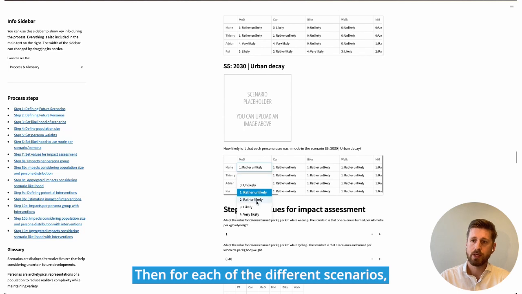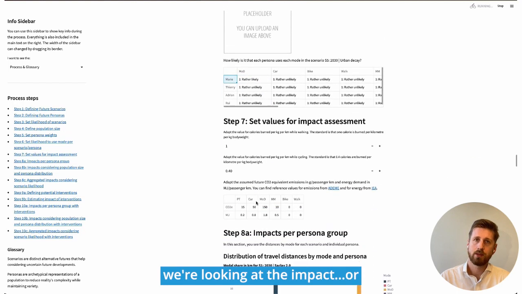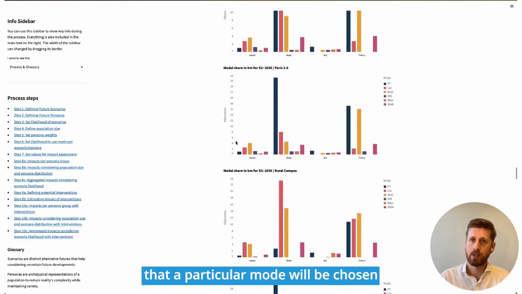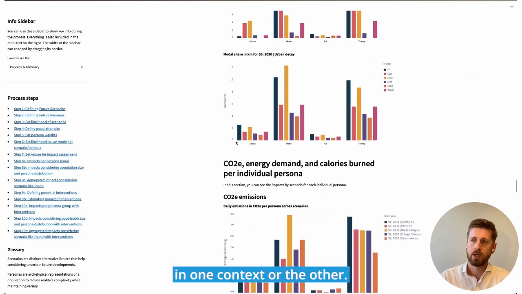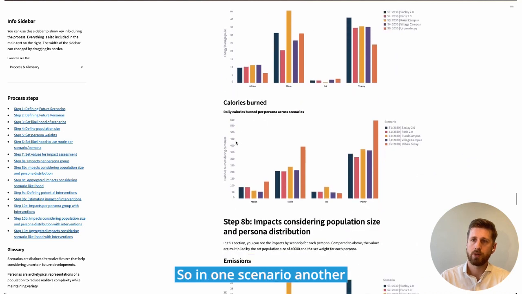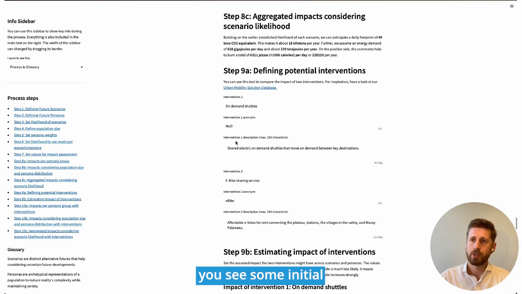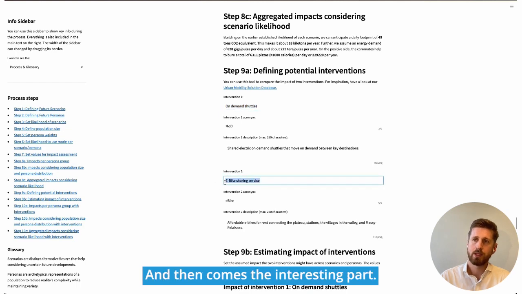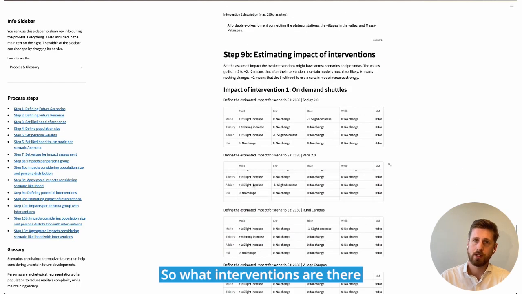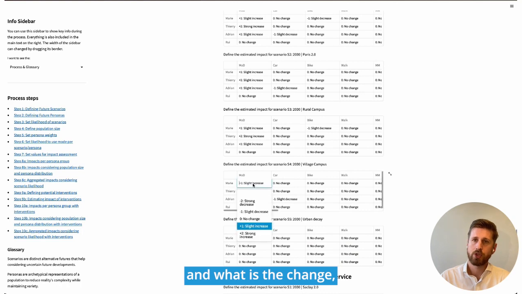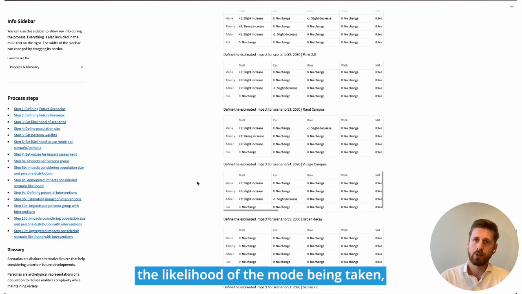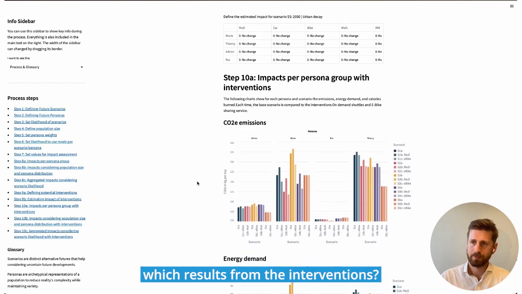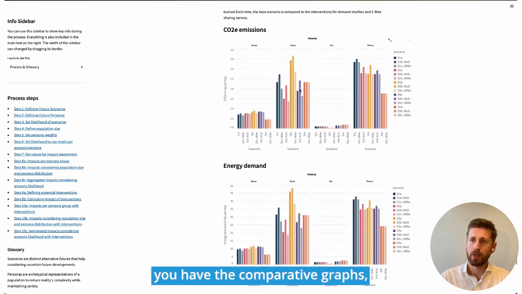Then for each of the different scenarios, we're looking at the impact or the likelihood that a particular mode will be chosen by one persona in one context or the other, so in one scenario or another. You see some initial comparisons of emissions and so on, and then comes the interesting part. So what interventions are there, and what is the change, the likelihood of a mode being taken, which results from that intervention. And then finally, you have the comparative graphs.